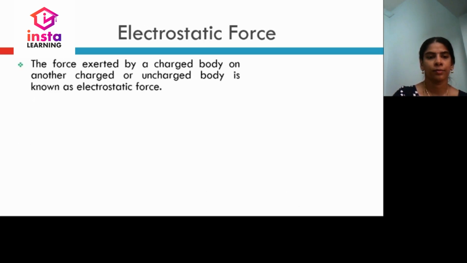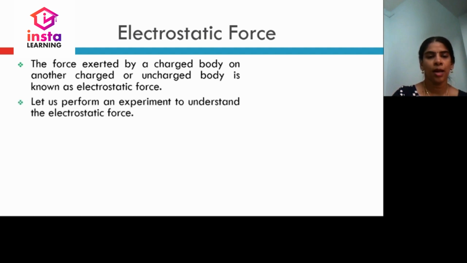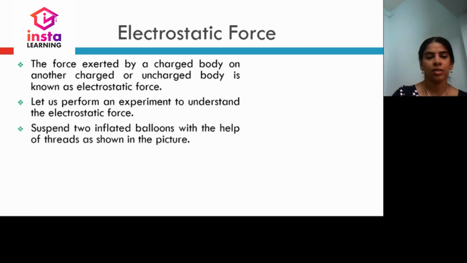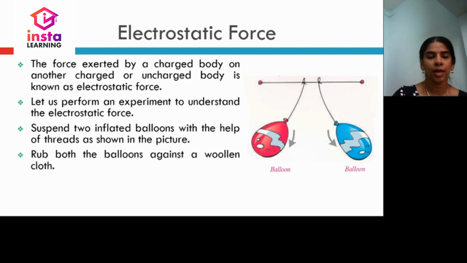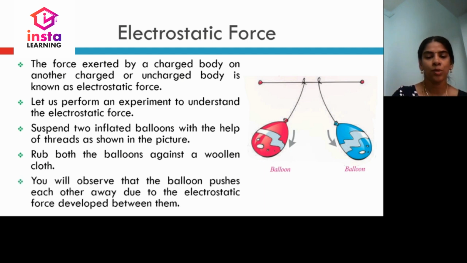Electrostatic force. The force exerted by a charged body on another charged or uncharged body is known as electrostatic force. Let us perform an experiment to understand the electrostatic force. Suspend two inflated balloons with the help of threads as shown in the picture. Now rub both the balloons against a woolen cloth. You will observe that the balloons push each other away due to the electrostatic force between them.